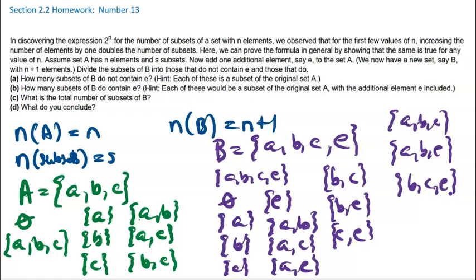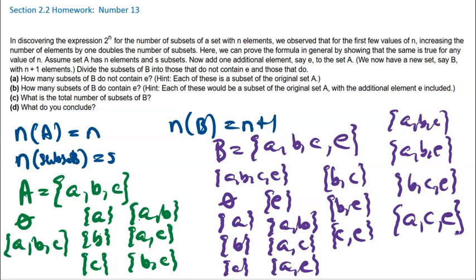Now, if we used our formula, we have 4 elements, right? Which would give us 2 to the 4th, which is 16. Let's count, see if we have everybody. So that's 1, 2, 3, 4, 5, 6, 7, 8, 9, 10, 11, 12, 13, 14, 15. I'm leaving somebody out. I see it. It's A, C, E. Okay, that's everybody.